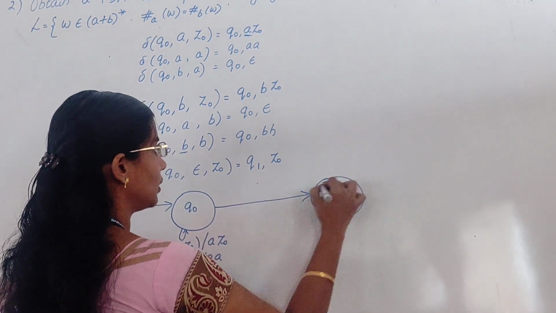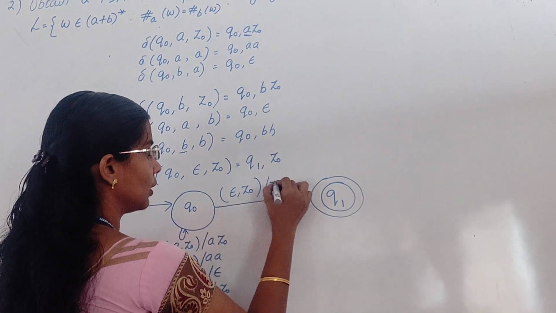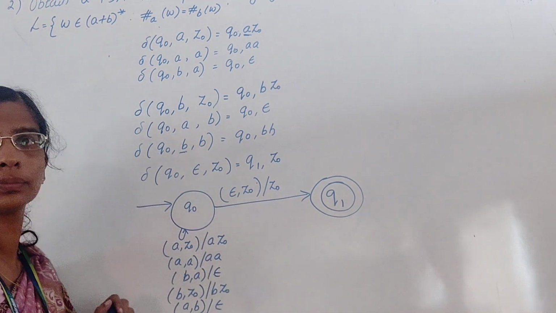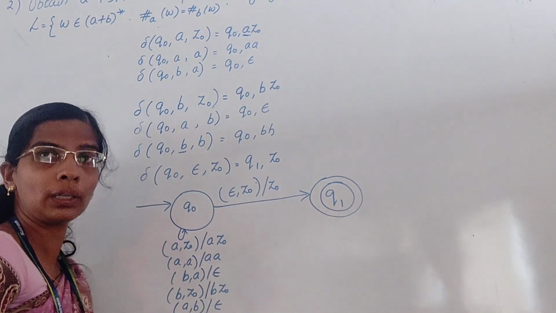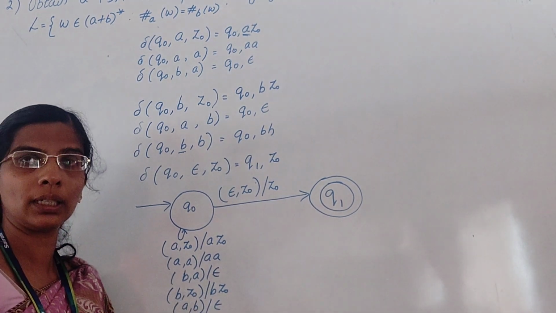Q1 is your final state. Here epsilon comma Z naught, Z naught. Hope you understood and you got the difference between this example and the previous example very clearly. Thank you.